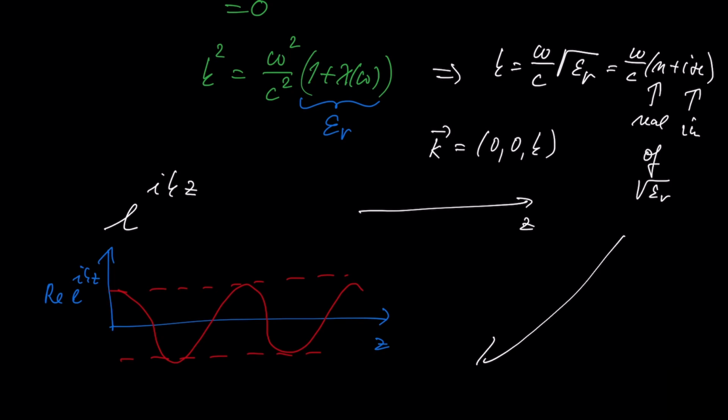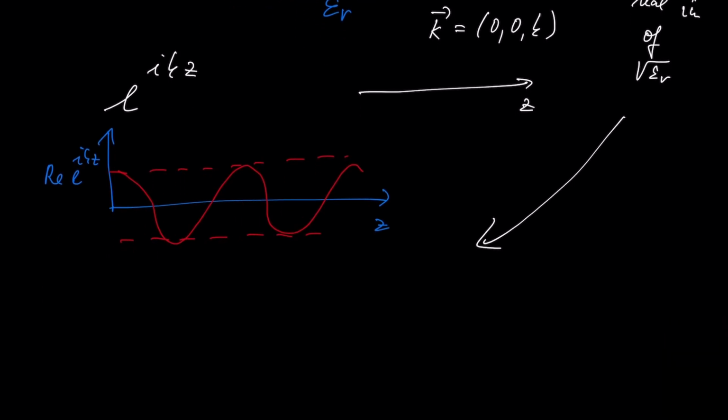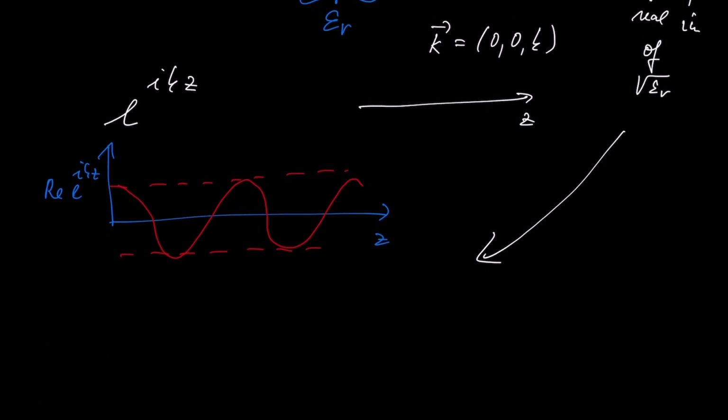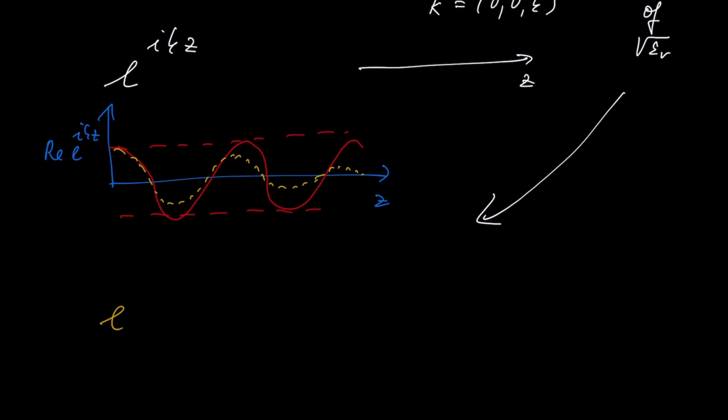And then we will get something else if the imaginary part is not 0. We can actually get a decaying amplitude of the field, which is precisely what we would expect in case of absorption. So e to the power of i k z will now be e to the power of i omega divided by c n, that's the refraction index, and a second term which will look like minus omega divided by c kappa z.